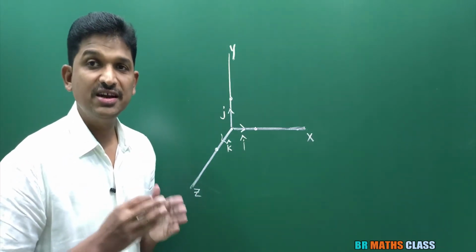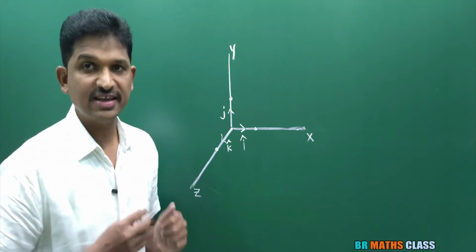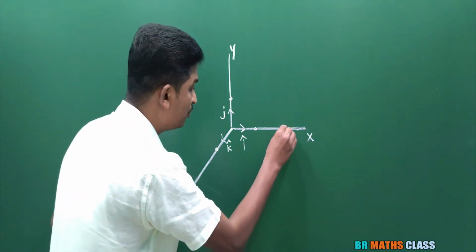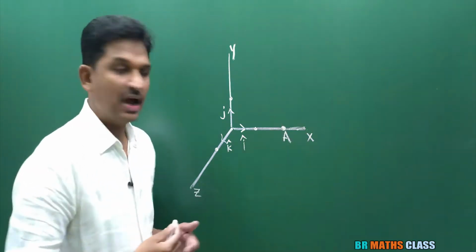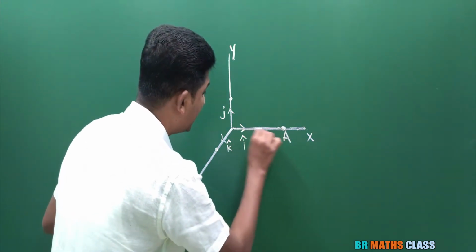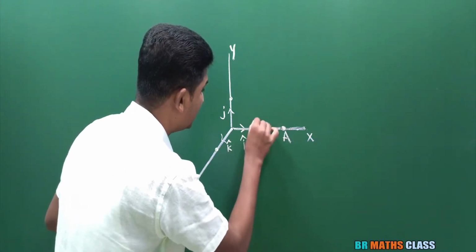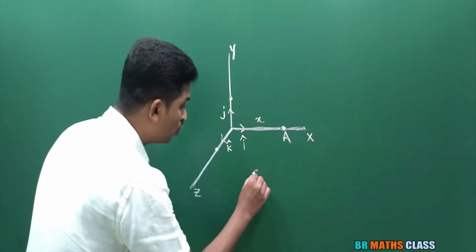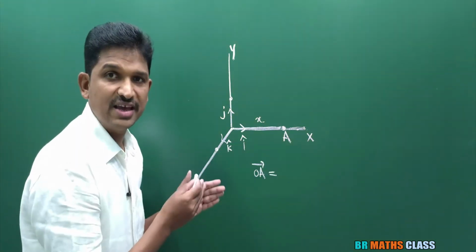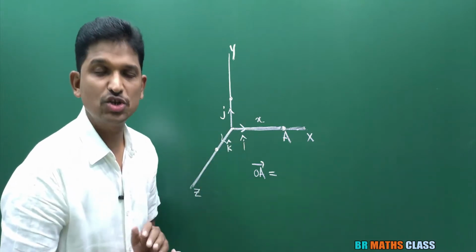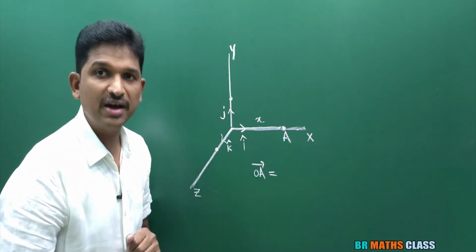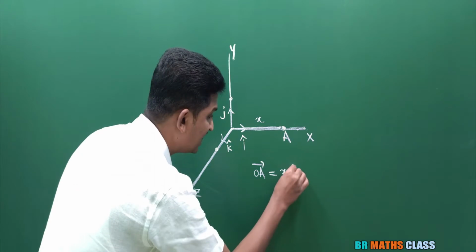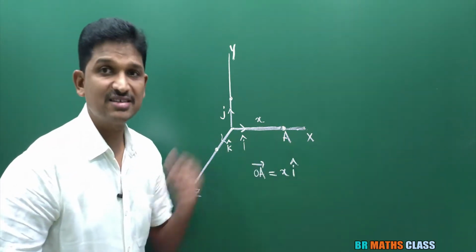Now I will consider a point A on the x-axis. Suppose this is the point A on the x-axis. I'll take this length OA as x. I don't know what this length is, so I'll suppose the length OA is x. What is OA bar? OA is x and OA bar is along the direction of the x-axis. Then OA bar can be written as x i cap. What is this x i cap?